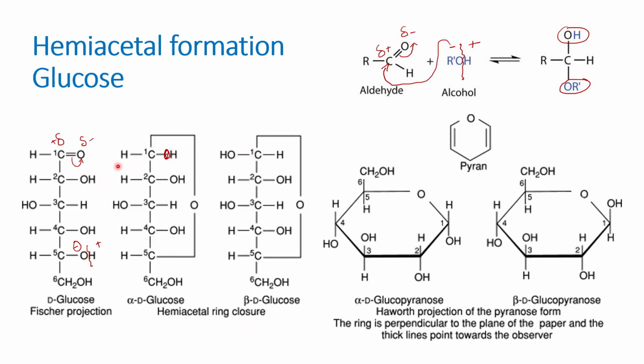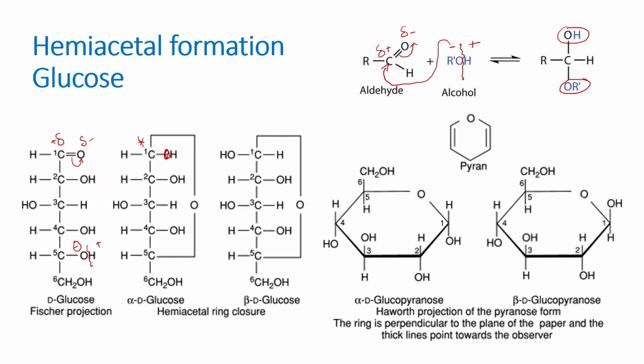In simple terms, this carbon, which was earlier achiral, has become chiral because now it has 4 different groups attached to it. One is the hydrogen, next is the OH group, the third is the full chain, and the fourth is the one bonded to oxygen. So this carbon 1, which was earlier achiral, has now become chiral.